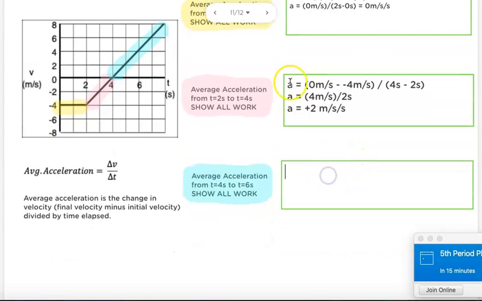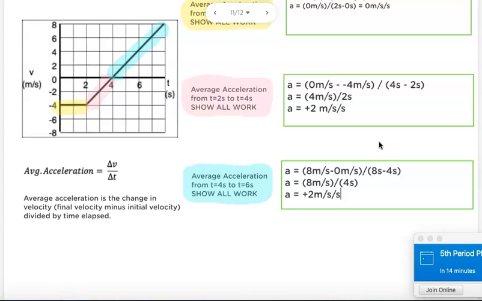If I go to my last segment, my acceleration is going to be 8 minus 0 divided by 8 minus 4. And that will equal positive 2 meters per second squared.